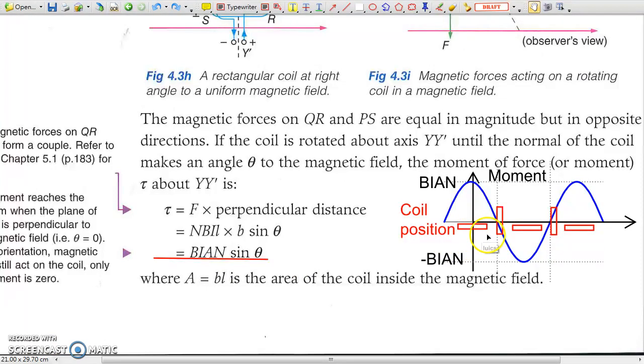When it is horizontal, the moment is largest. When it is vertical, the moment is 0, and so on. From this expression, we see that the moment is directly proportional to the magnetic field, current, and also the size of the rectangular coil. We see that the moment is a sinusoidal variation with an amplitude of BIA, where A is the area of the coil, no matter what shape the coil is, even for a circle.